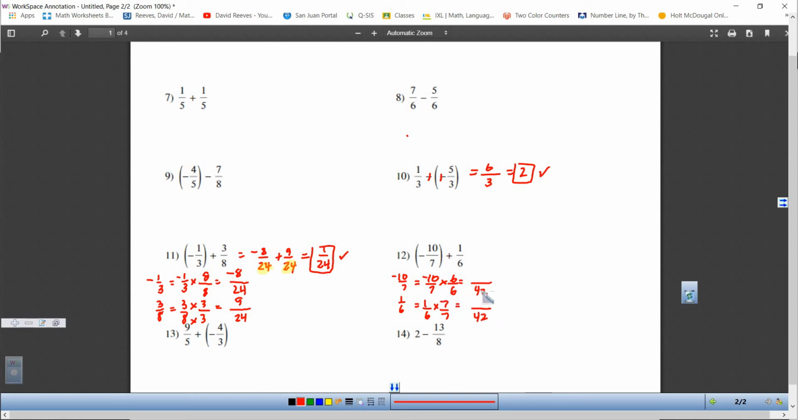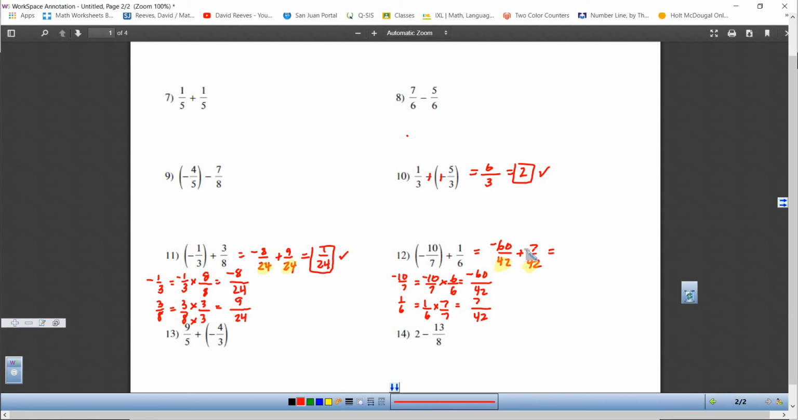So see, on this one I get 7 times 6. This one I get 6 times 7. But again, whatever you multiply the bottom by, you multiply the top by. So I get -60/42. And then on this one I get 7/42. All right, so I'm going to rewrite it. So my original problem, -10/7 plus 1/6, becomes -60/42 plus 7/42. And again, now I'm a very happy camper because I got those common denominators.